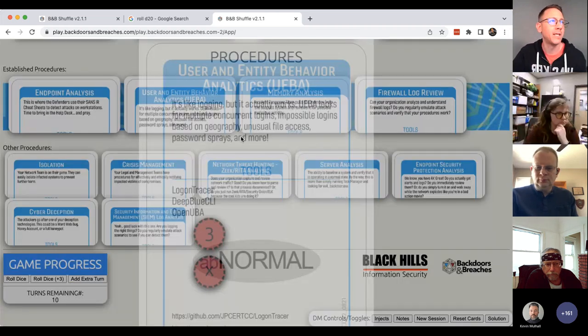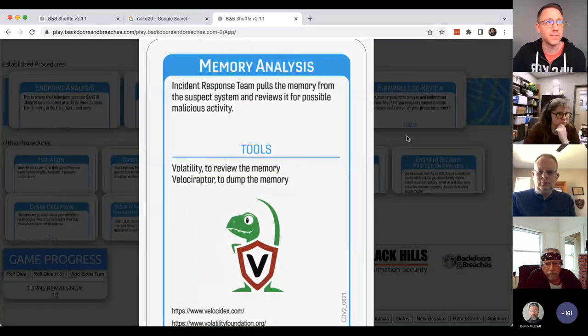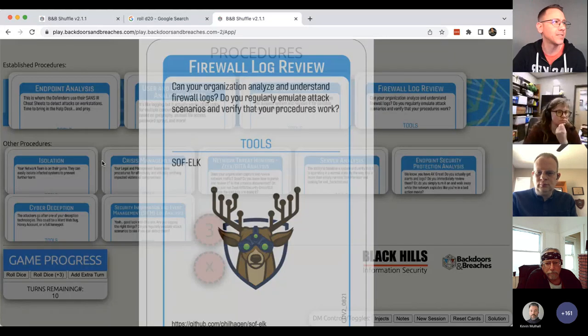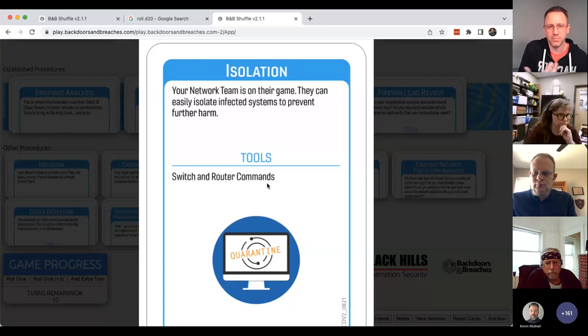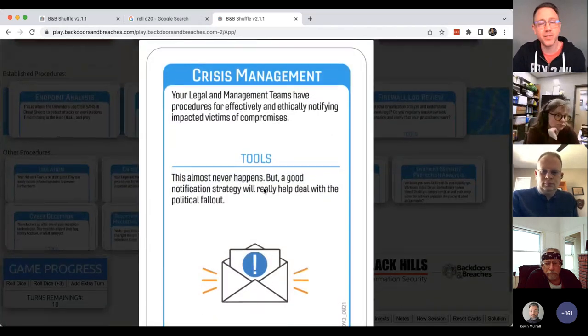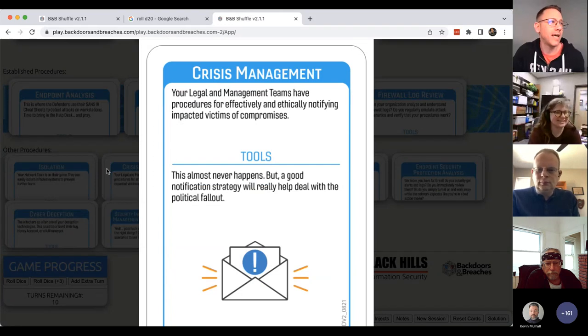Memory analysis, where you could take an actual memory dump from the system that you believe might be compromised and see if there's something running. Firewall log review, taking a look at the inbound and outbound traffic, north and south traffic coming in and out of your system. You could totally isolate a potentially compromised system. You could do crisis management, where you bring in other people like senior leadership and the PR firms and everybody else and say, I think we got a problem.